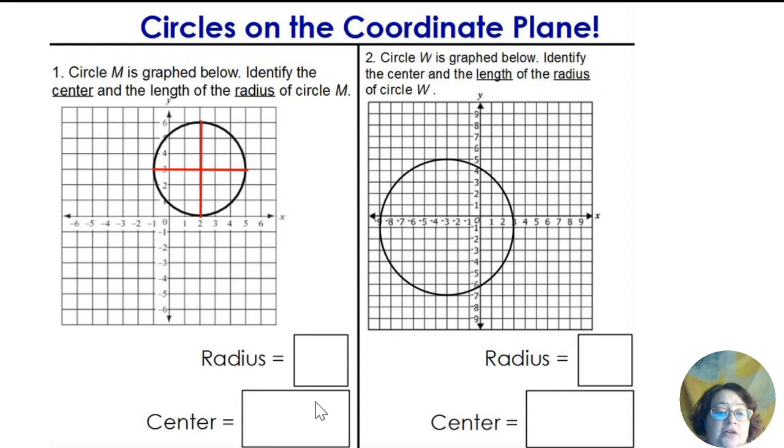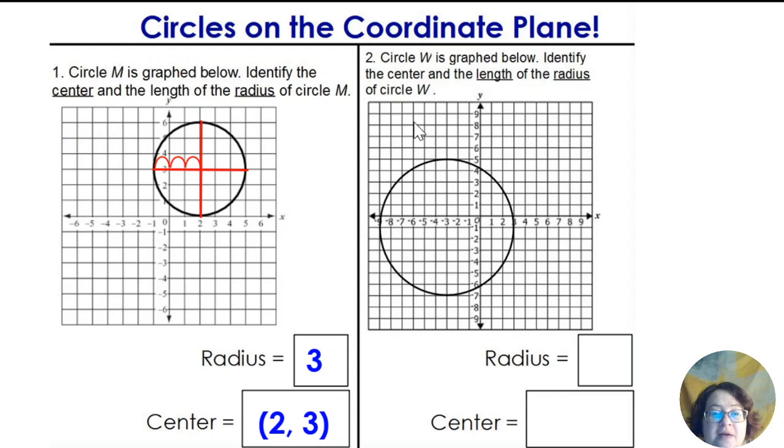So to get the radius, because I can count directly across the grid lines and I'm not counting a diagonal, I can take any of these 4 points and start counting to the center. 1, 2, 3. So I count from on the circle to the center of the circle, and that is 3 units. So that's my radius. For our center, here, my x value is 2, and my y value is 3. So (2, 3) would be the center of my circle.